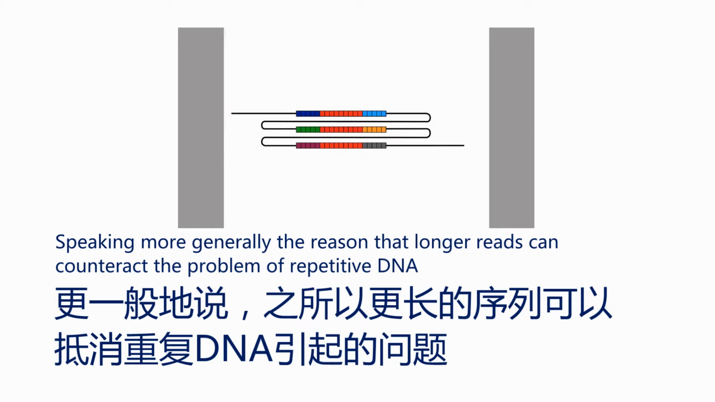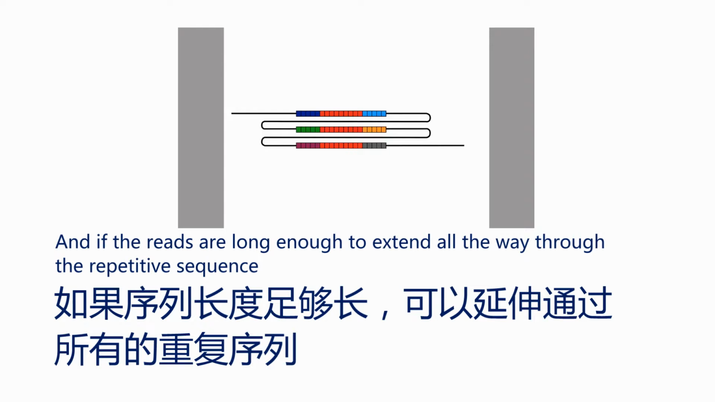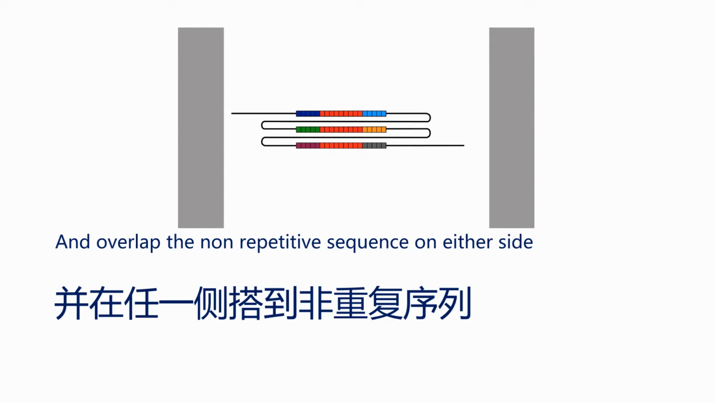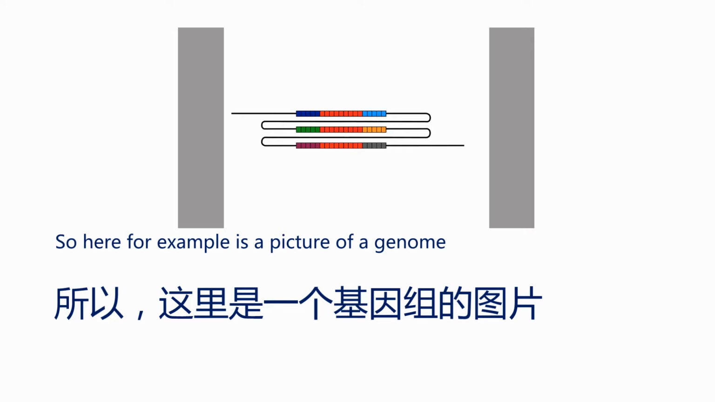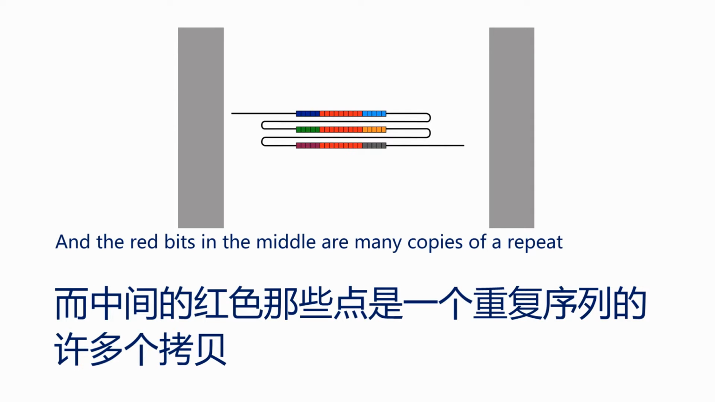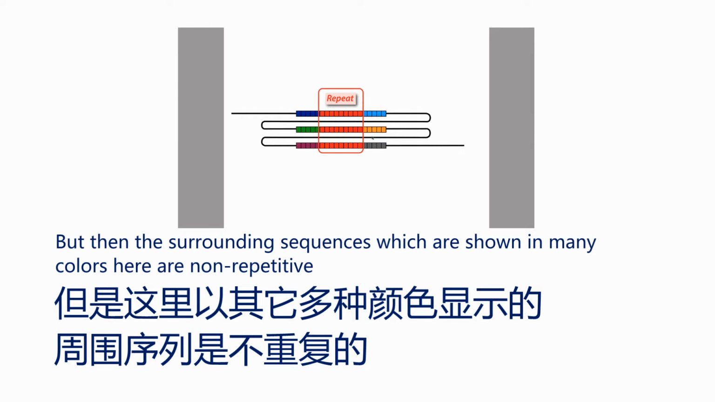Speaking more generally, the reason that longer reads can counteract the problem of repetitive DNA is that they anchor repetitive sequences to their surrounding non-repetitive context. And if the reads are long enough to extend all the way through the repetitive sequence and overlap the non-repetitive sequence on either side, then that is what's going to allow us to recreate the genome sequence unambiguously. So here, for example, is a picture of a genome, and the red bits in the middle are many copies of a repeat. So that red sequence is repeated 3 times throughout this genome. But then the surrounding sequences, which are shown in many colors here, are non-repetitive.